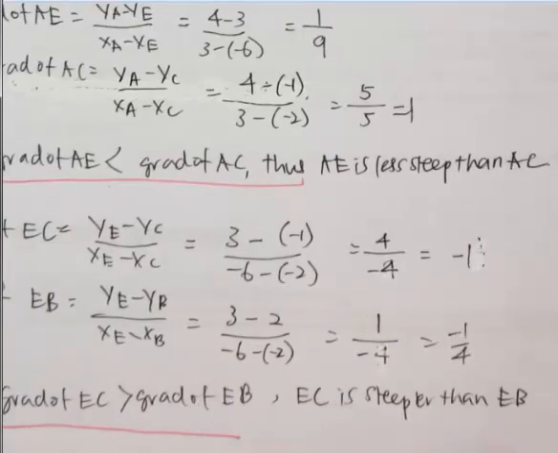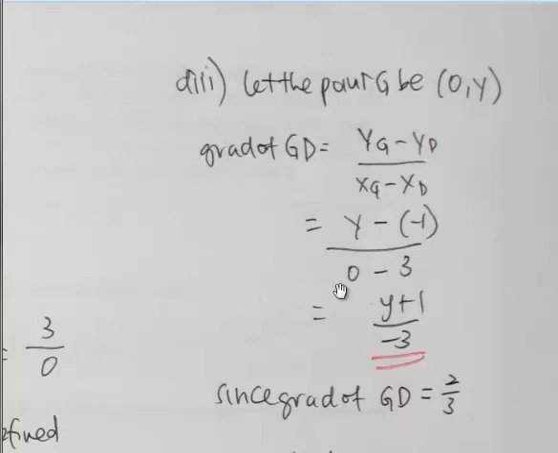For part 3, it stated that G is a point on the y-axis, and so we need to find the coordinates of G such that the gradient of GD is 2 over 3.